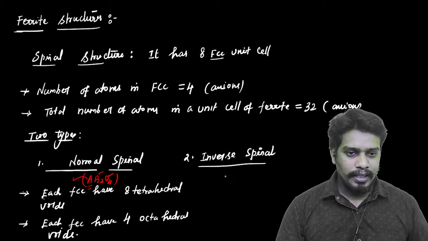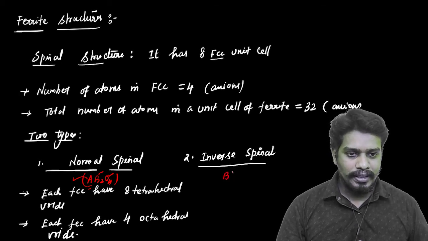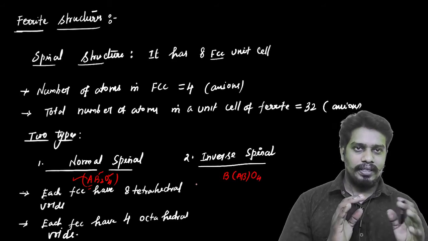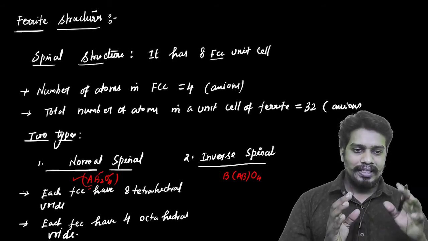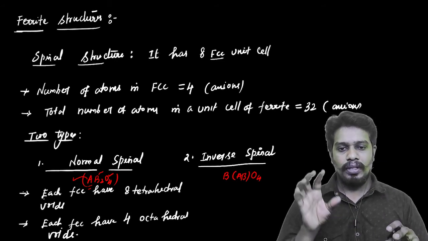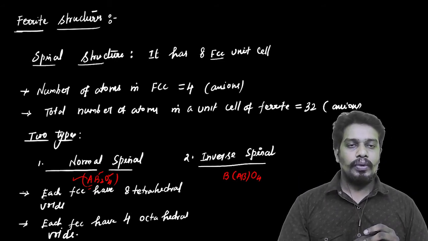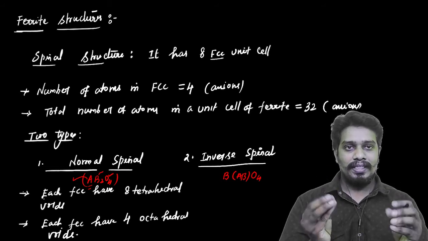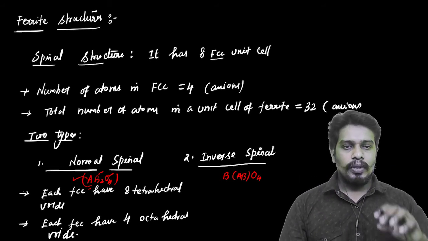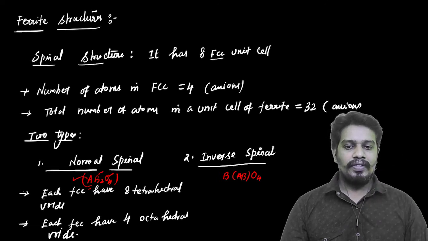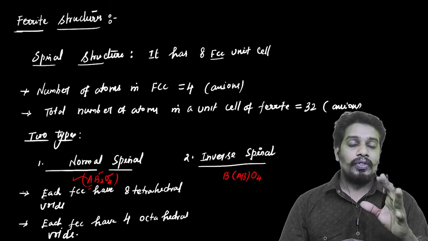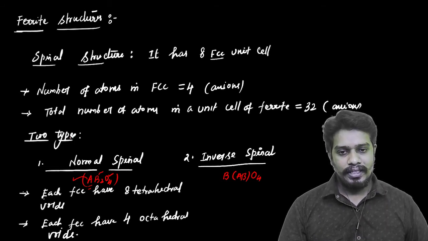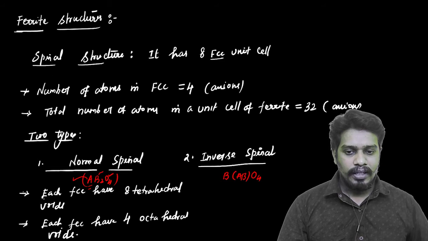The inverse spinel structure is a slightly modified form, where one B comes outside: BABO4. It is similar but a different form. So the inverse spinel is BABO4 and the normal spinel is AB2O4. Both have 8 FCC in the single spinel structure, and each FCC has 8 tetrahedral voids and 4 octahedral voids. This is what we need to remember about the spinel structure.